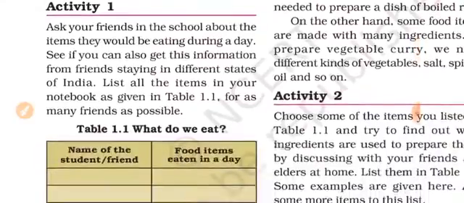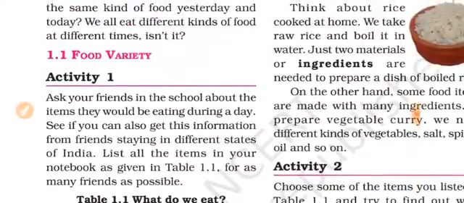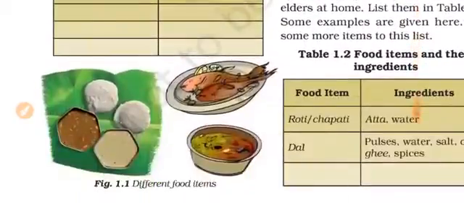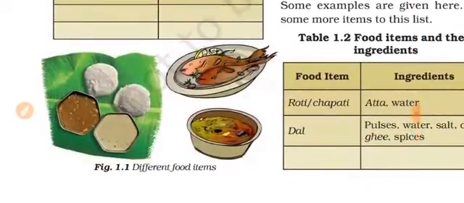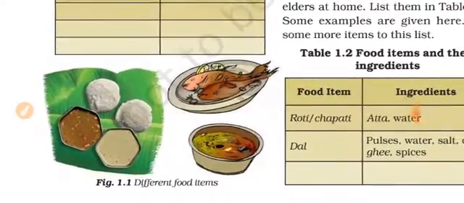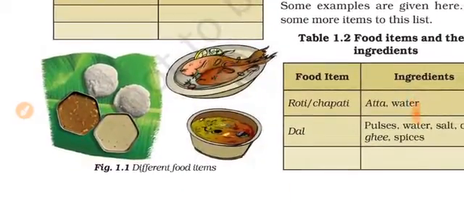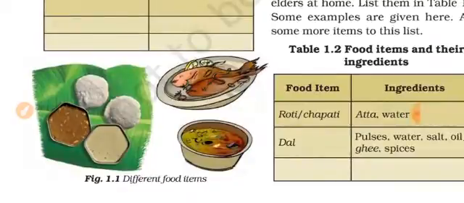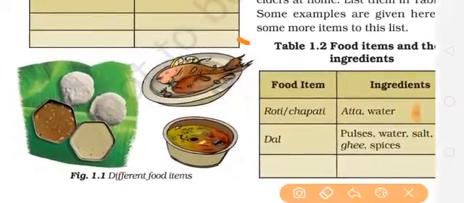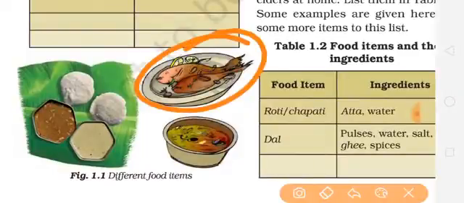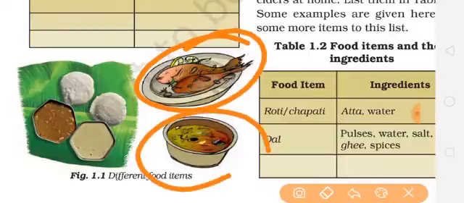There you can see the names of students or friends you can write. Those columns are vacant. There I am writing three names, Seena, Tommy and Ram. Against Seena I am writing the food items eaten in a day. I am writing chapati and vegetable curry. Against Tommy I am writing dosa and chutney. Against Ram I am writing rice and sambar.